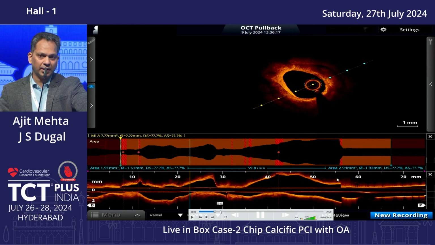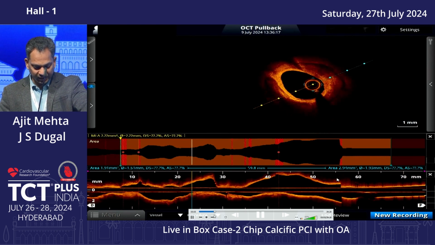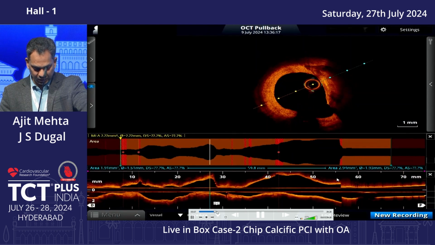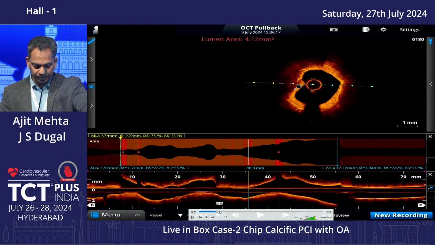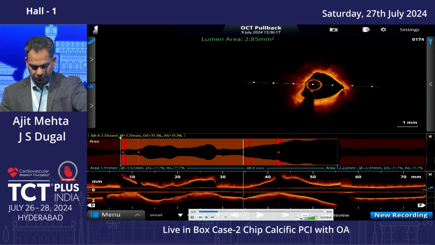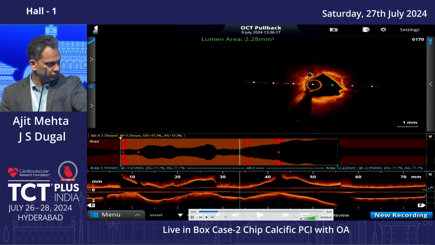We had the option of doing orbital versus rotational or IVL, but we thought that for a better luminal gain, orbital would be a better choice in this case. So we went ahead with orbital atherectomy. Before doing that, you can see quite significant calcium on this side, the arc is almost maybe 270. Here the lumen is interesting, as you can see mixed calcium in terms of its appearance. Akiko, what do you think?